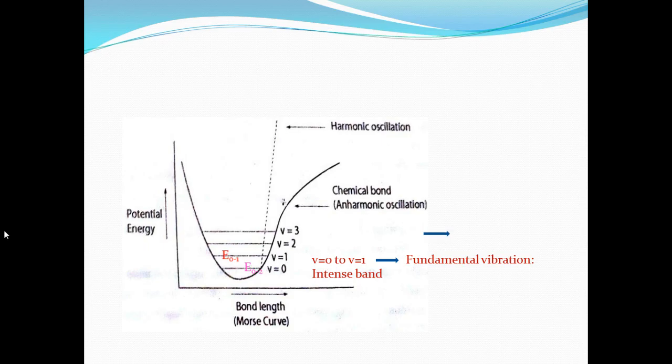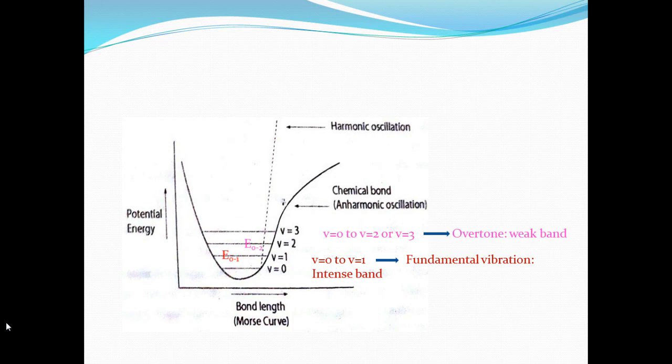The transition from the ground state, this is V equal to 0 means ground state, to the first excited state absorbs light most strongly and gives rise to intense bands known as fundamental vibrations. But the transition from the ground state to the second or third excited state gives rise to the weak bands known as overtones.